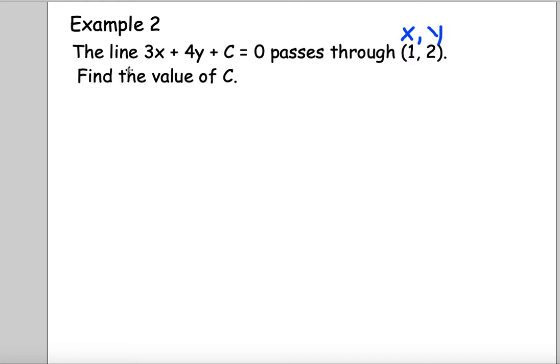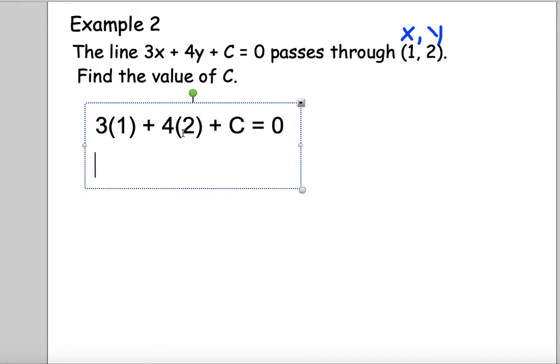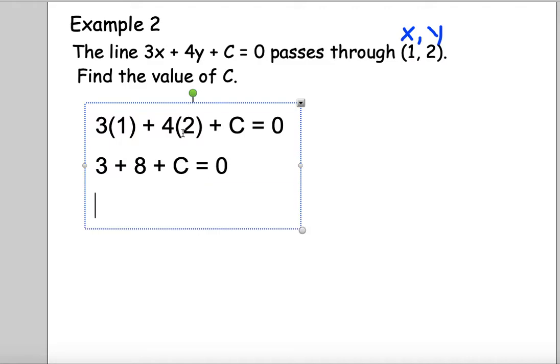If we are going to sub in what we know, we're going to have 3, and our x value is 1, so 3 times 1, plus 4, and the y value in this equation is given as 2, plus c is equal to 0. Then you're going to start to solve. 3 times 1 is 3, plus 4 times 2 is 8, plus c is equal to 0.